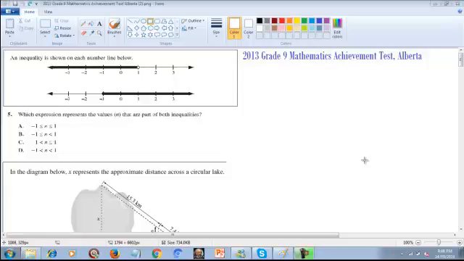This is the grade 9 mathematics achievement test. I'm only going to do the ones that 60% or less of students got correct, so most of them got it wrong. Let's look at number 5.